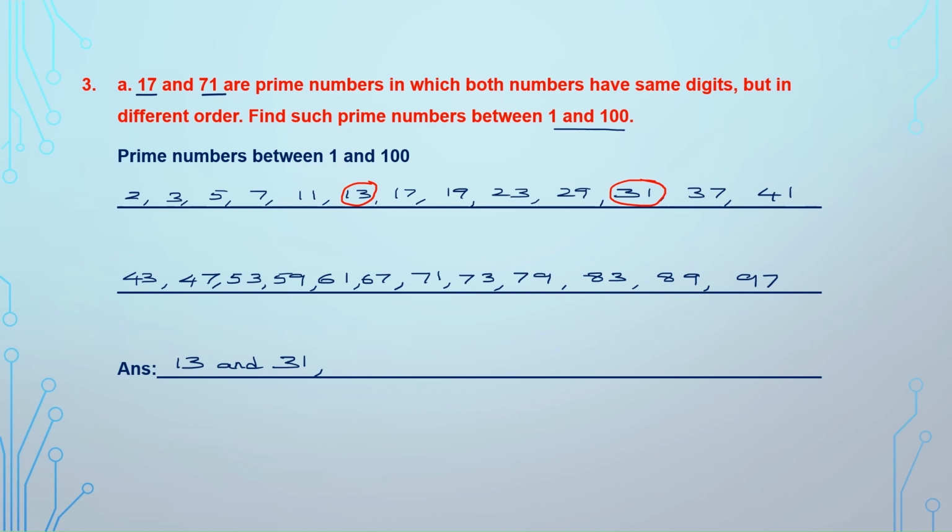Here we have 37. Let me use another color. So here we have 37 and we have 73. So that is the second set. Let's write that. 37 and 73. Now let's go ahead and see.